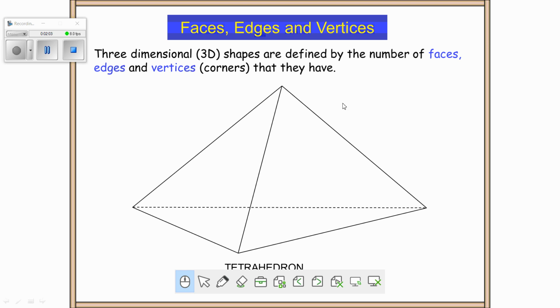Face means the flat surface. So this is the flat surface. We call it a face. Okay, I know what you mean by face. Now I want to know what you mean by edge.